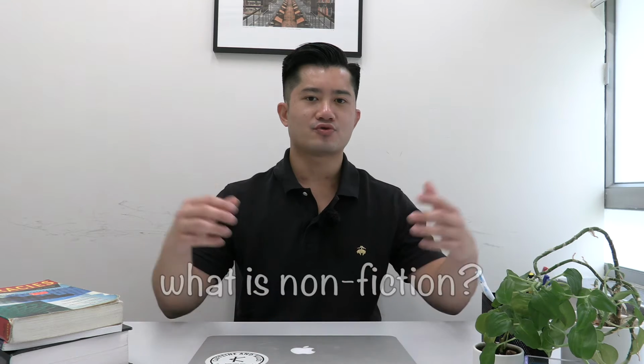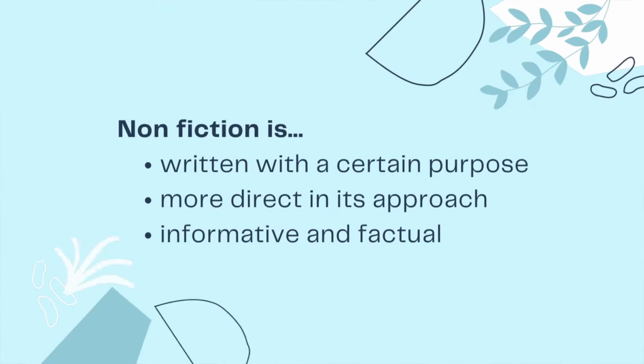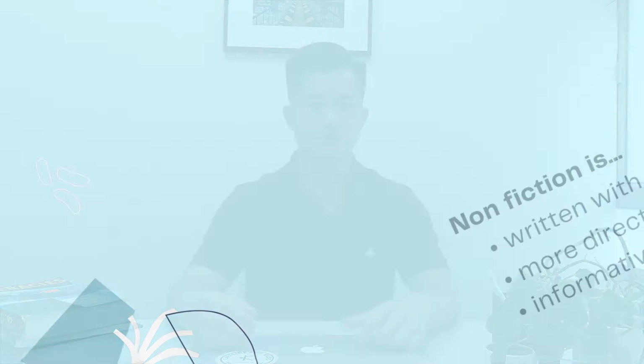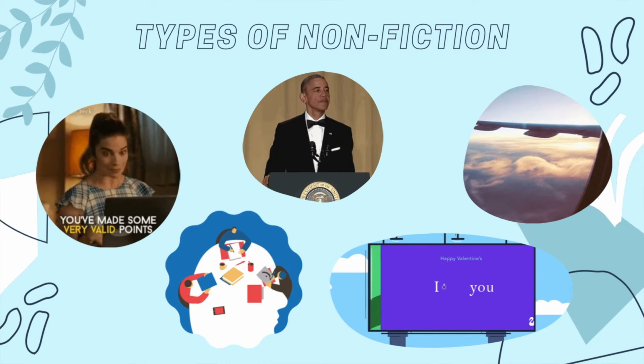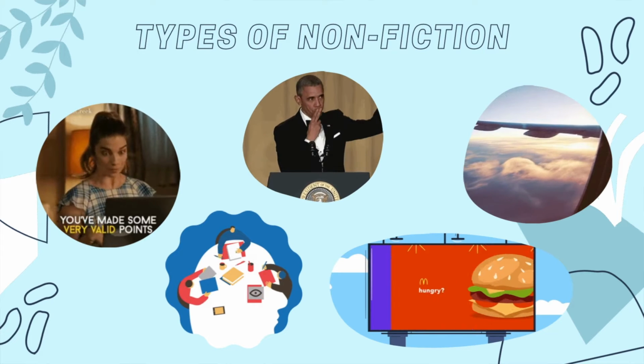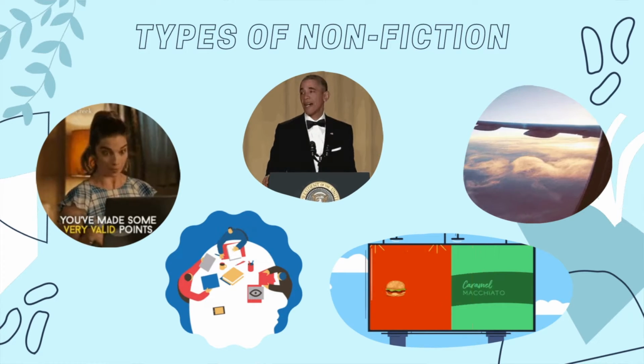Hi, last time I talked about how we can simply analyze fiction, and this time I'm going to teach you how to analyze nonfiction. First, what is nonfiction? I think of nonfiction as a piece of writing that has a certain purpose. It's more direct in its approach in terms of reaching the reader. Some examples of nonfiction writing would be argumentative writing, speeches, travel blogs, any sort of editorial, advertisements. These nonfiction texts all have a certain purpose: to persuade the reader to think a certain way or do certain things.